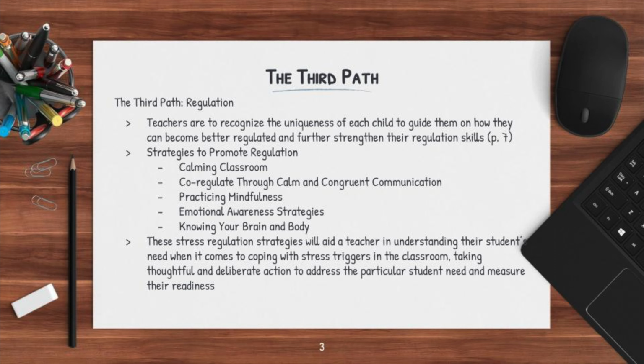In terms of connecting differentiated instruction to the third path, we looked at the regulation condition, where teachers are to recognize the uniqueness of each child to guide them on how they can become better regulated and further strengthen their regulation skills. A few strategies to promote regulation with your students would be working towards a common classroom, co-regulate through common congruent communication, which would be building a better trust between the educator and their student, practicing mindfulness to increase student self-awareness, working towards self-acceptance and better self-control, also emotional awareness strategies and knowing our own brain and body.